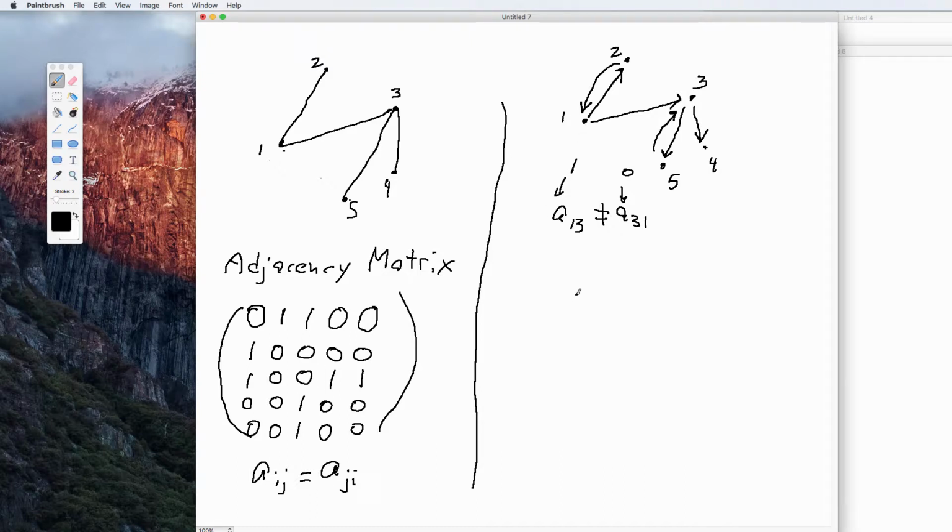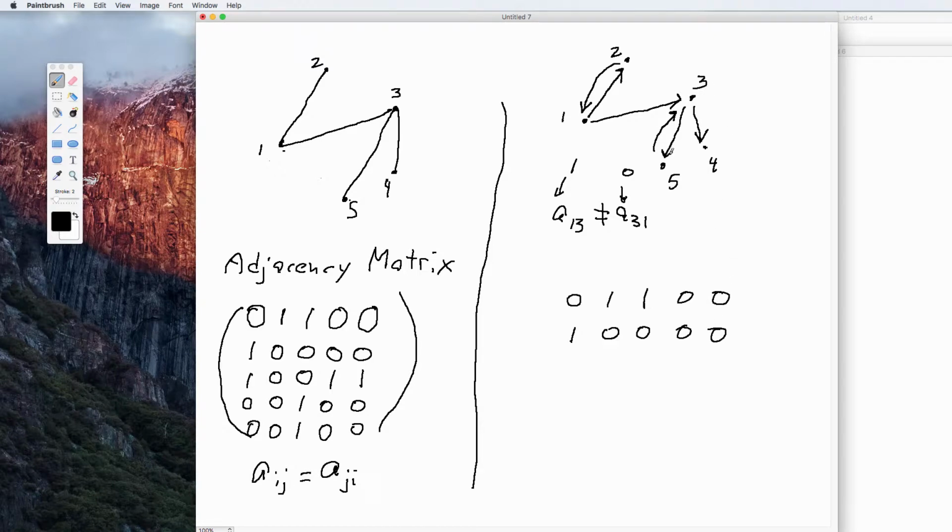So I get a 0 here. That's going from 1 to 1. I can go from 1 to 2. I can go from 1 to 3. I can't go from 1 to 4 or 5. I can go from 2 to 1. And then I can't do anything else there. So far it still just looks like the other matrix. But now things are going to get a little bit different.